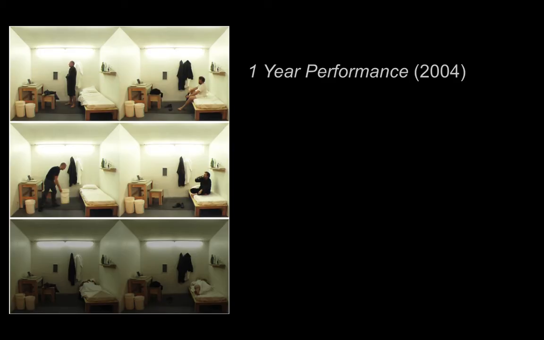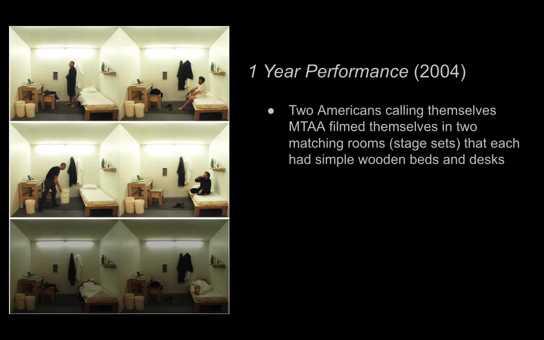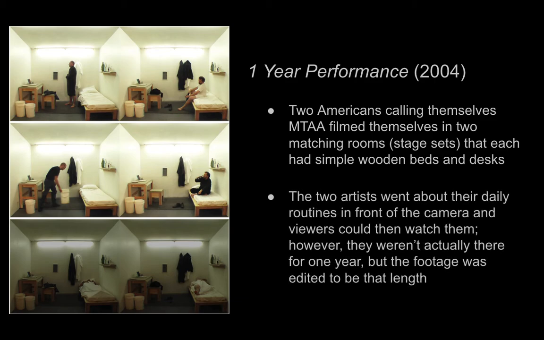And then there's One Year Performance from 2004. 2 Americans calling themselves MTAA filmed themselves in 2 matching rooms, which were actually stage sets. Each had simple wooden beds and desks. The 2 artists went about their daily routines in front of the camera, and viewers could then watch them. However, they weren't actually there for 1 year, but the footage was later edited to be that length.